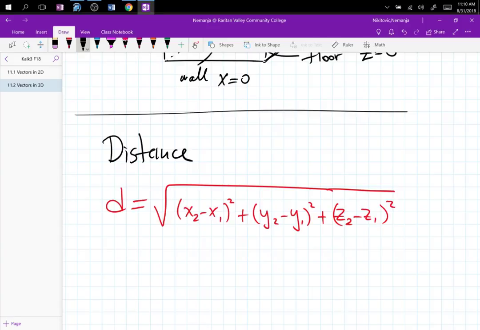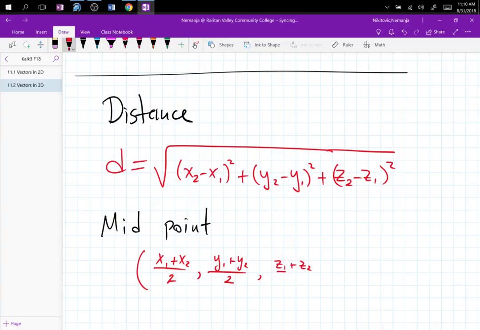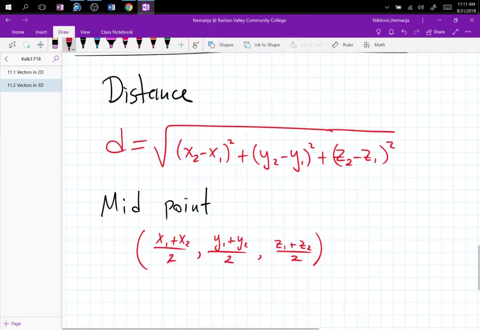We have the midpoint as well. And midpoint is going to be the average of all. So midpoint is going to be given as (x1 plus x2) over 2, comma (y1 plus y2) over 2, and then (z1 plus z2) over 2. So this is what we have. We have the distance and we have the midpoint.